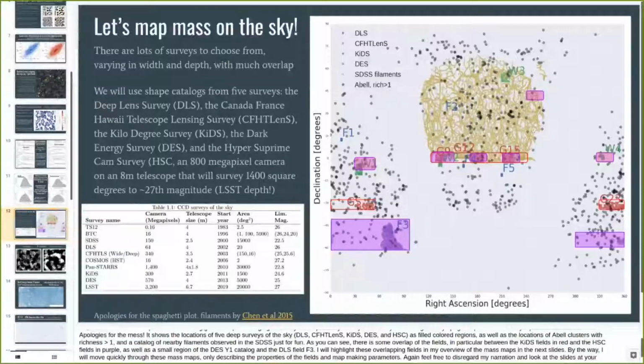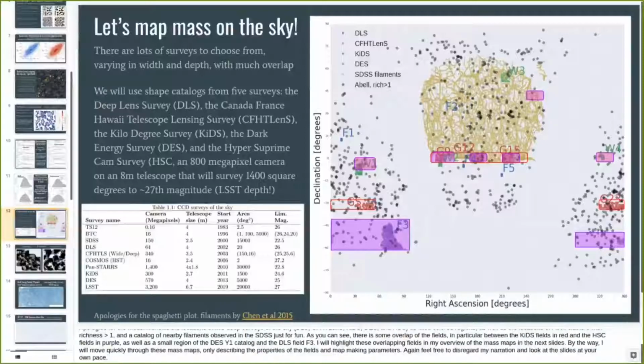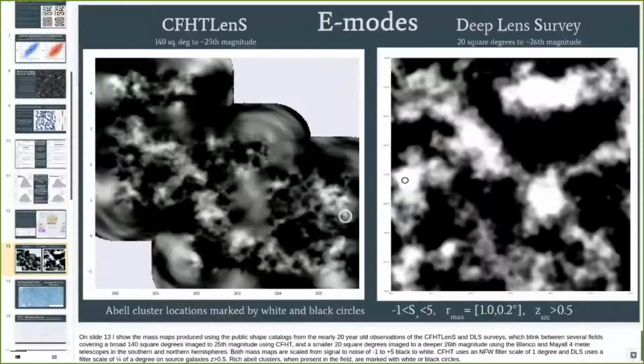I will highlight these overlapping fields in my overview of the mass maps in the next slides. By the way, I will move quickly through these mass maps, only describing the properties of the fields and map-making parameters. Feel free to disregard my narration and just look at the slides at your own pace.